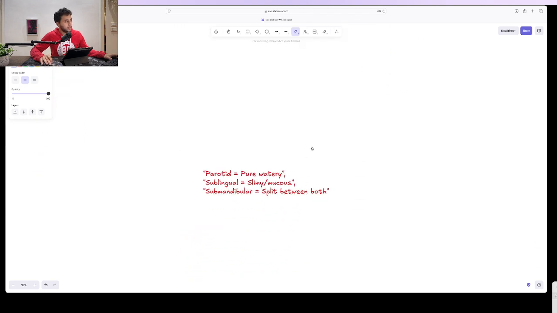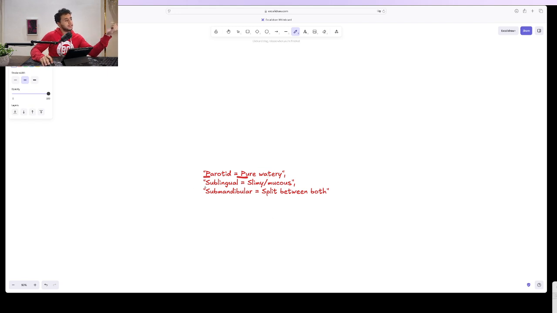We talked about the parotid, sublingual, and submandibular glands, and these are the ones that produce the saliva. But not all of them produce the same part of the saliva, and not all of them produce the same amount. There's a simple technique that I use to make it easier to remember what each gland produces. Parotid comes from pure watery. So it just produces the serous type.